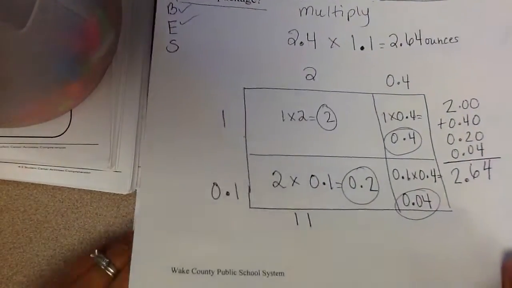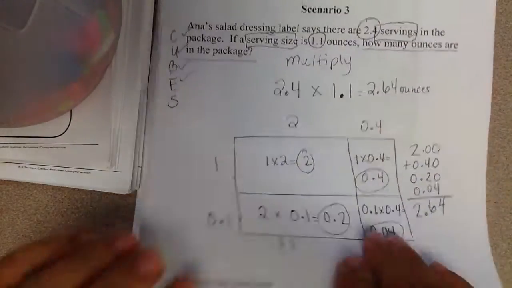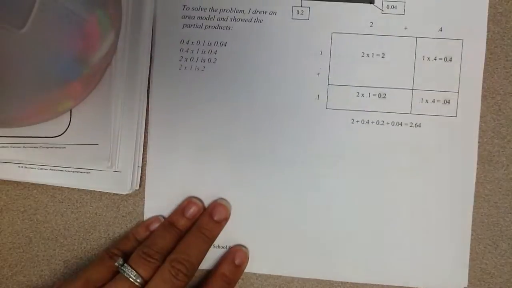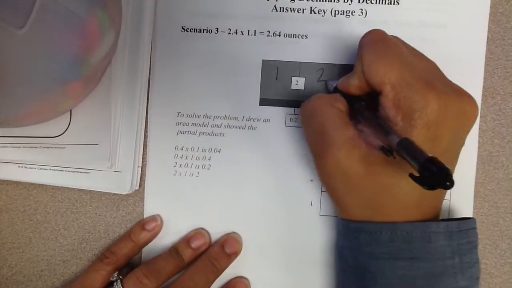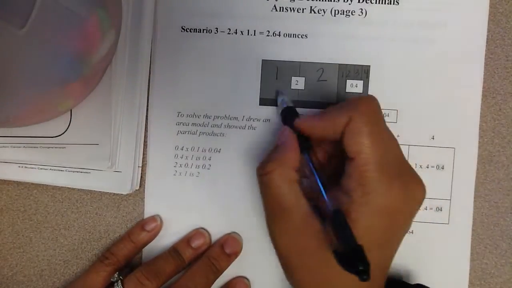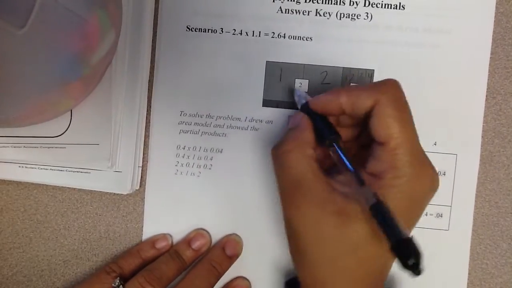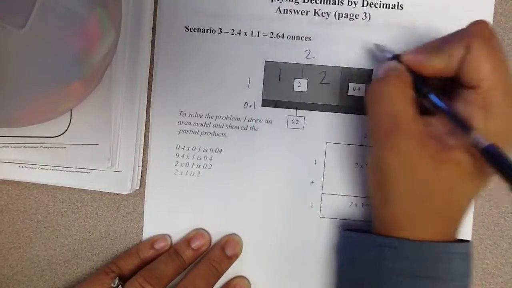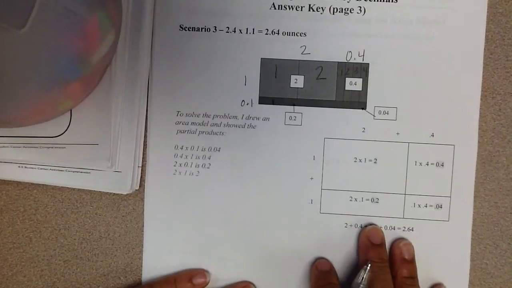Again, let's take a look at how that would be solved with our example of a photograph. So if we look here, they have 2 wholes and 4/10, and they're multiplying that by 1 whole and 1/10, which is noted right here. This is 2 wholes and 4/10, just like we did with our numbers.